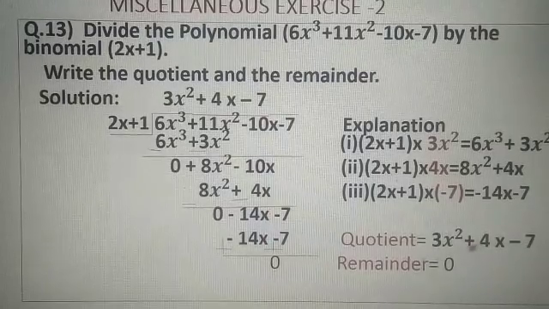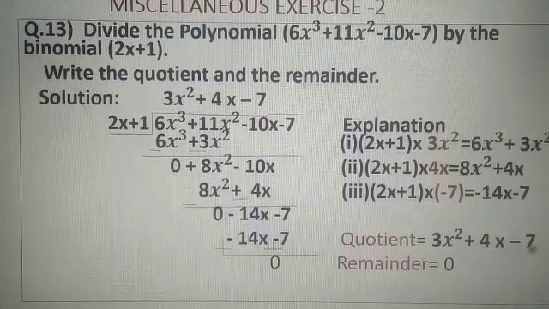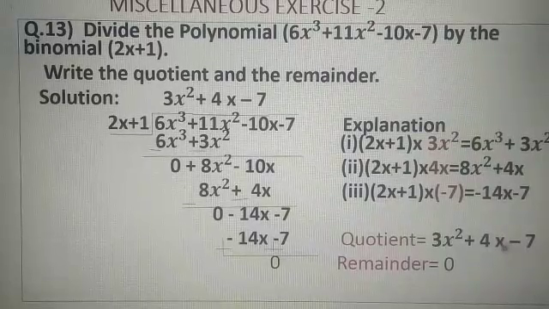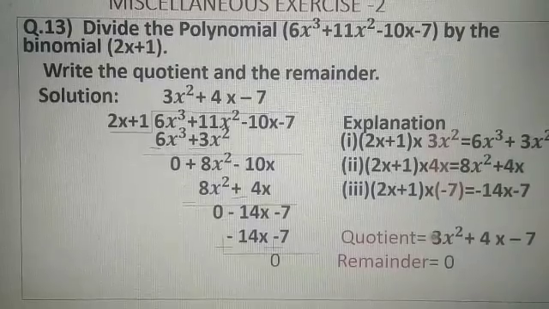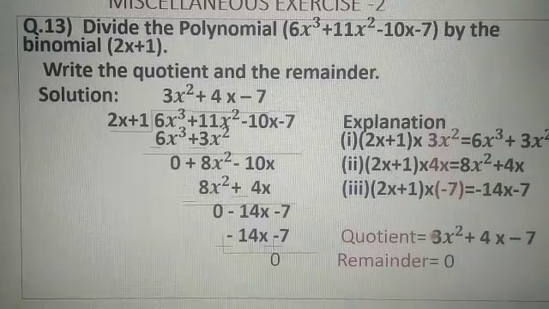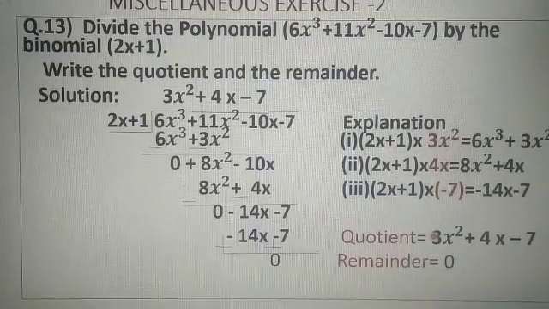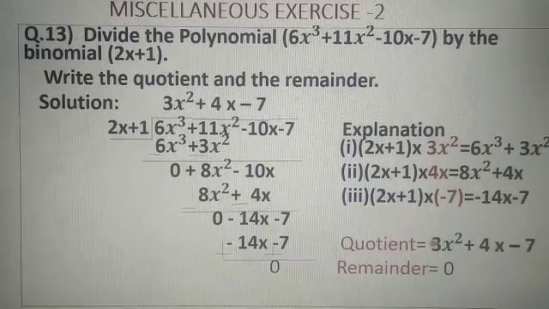Now what is the quotient? 3x square plus 4x minus 7. Children, you have to do the practice of these sums, how to divide more and more. Okay, and now we will stop here and we'll see the next part in next slide.